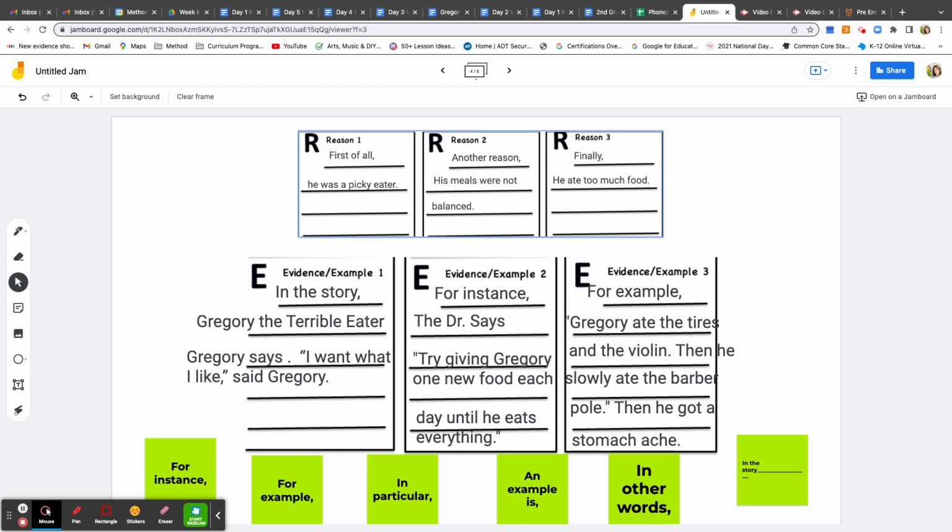Now that you have your 3 reasons, go ahead, take a photo, and upload it into SmartFox. You want to hang on to your organizer because you will be adding more to it in the next few lessons.